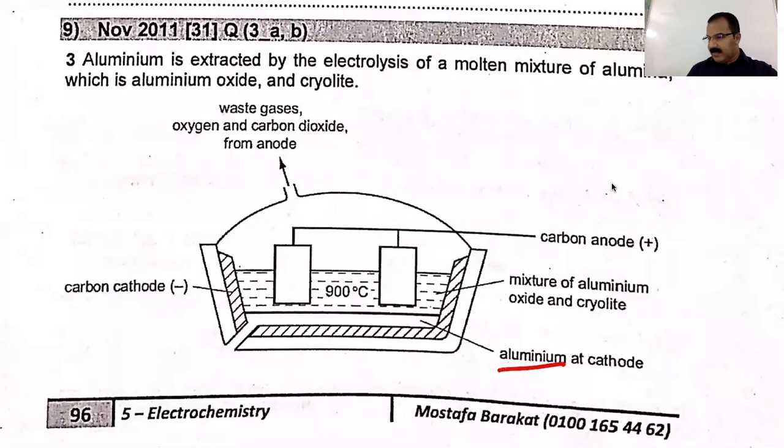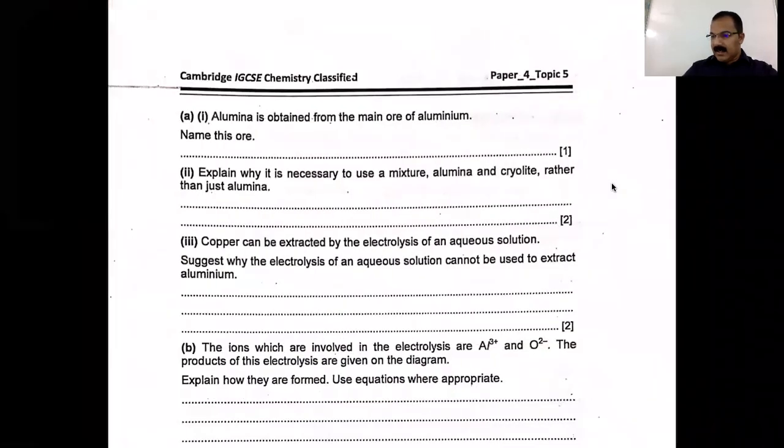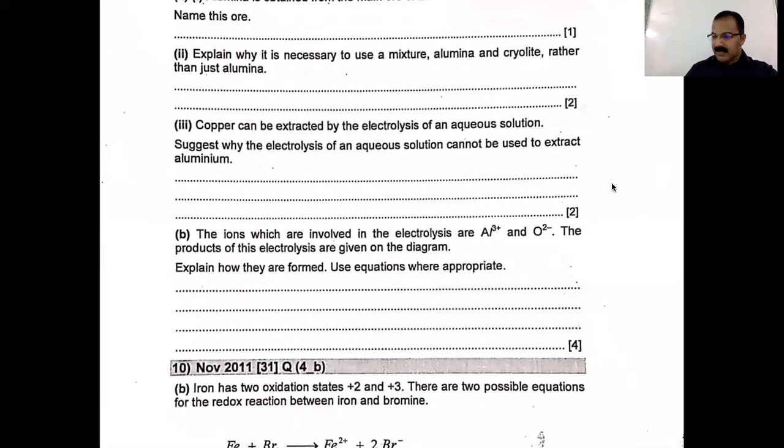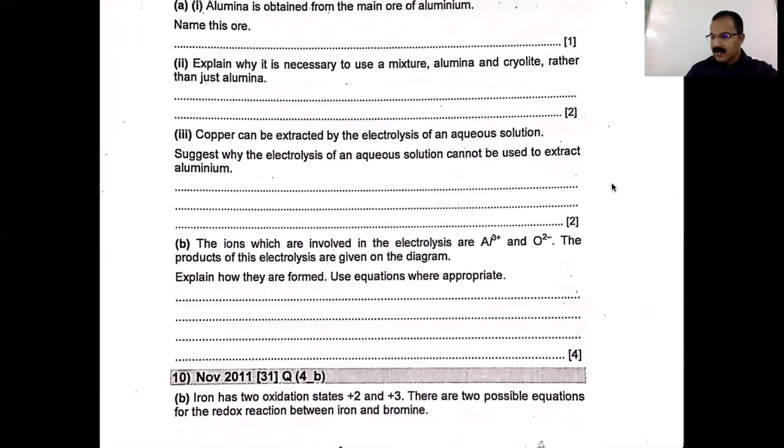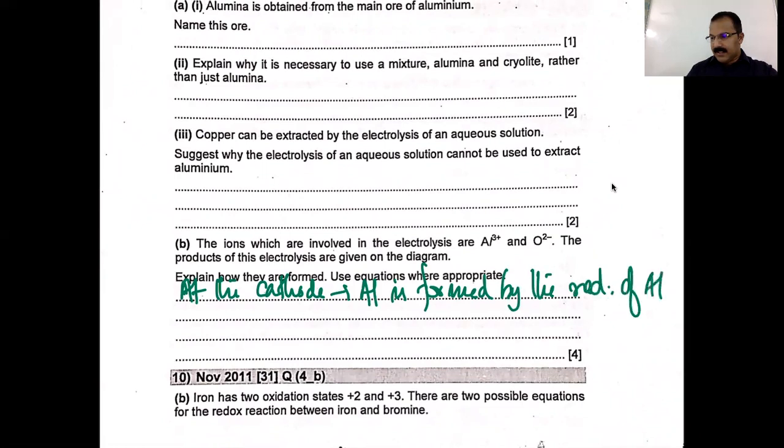Aluminum, right? That is at the cathode. In the product, only one product at the cathode, but at the anode, oxygen and carbon dioxide. So these are the 3 things you are supposed to explain, the formation of these 3 things. Oxygen and carbon dioxide at the anode and aluminum at the cathode. So what do you say at the cathode? Aluminum is formed by the reduction of Al3 plus. Just write the equation.